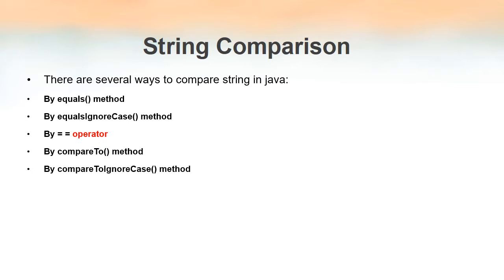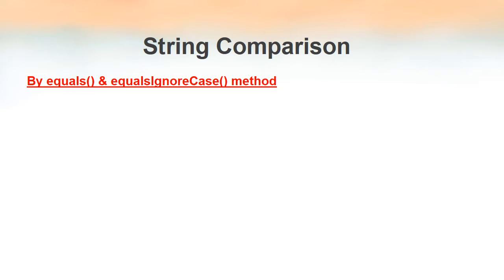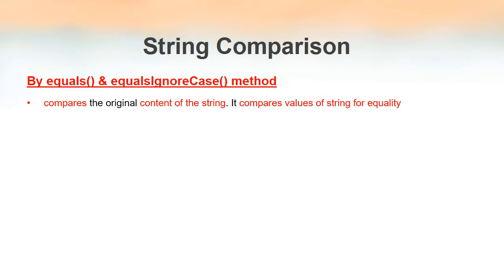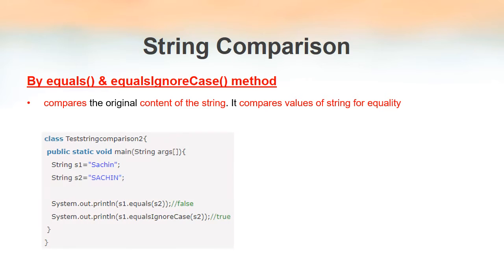Now we will see one by one. The equals and equals ignore case methods are actually modifications of each other. They are used for comparing the strings' content, for equality, whether two string objects have the same string content or not. We will see an example.